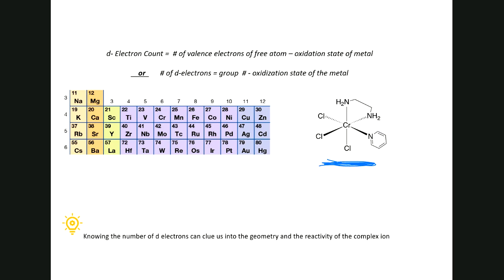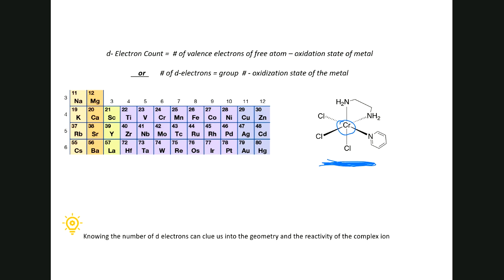So if we look at this example, and this is a hard example, and you'll be getting a lot of these in your next tutorial. So we don't know what the oxidation state of chromium is. But in order to get to the oxidation state of chromium, we have to know what the oxidation state of our ligands are. So let's start from scratch.